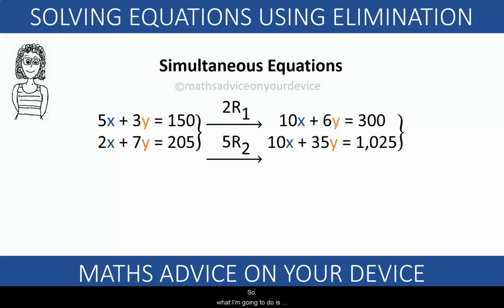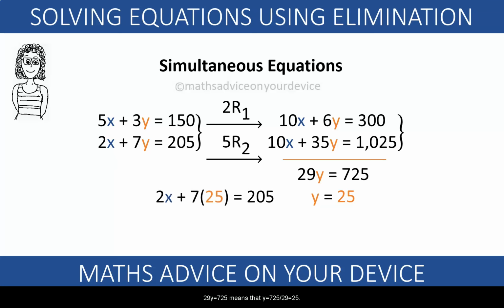Because then we end up with 10 x's in both equations. Now we can subtract them to eliminate x. 29y equals 725. So y equals 725 divided by 29, which equals 25.